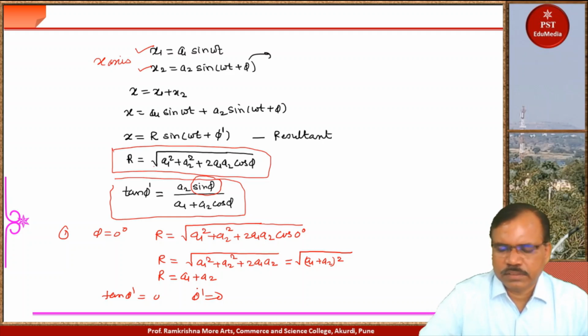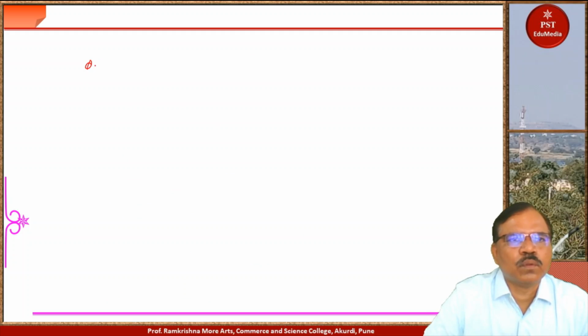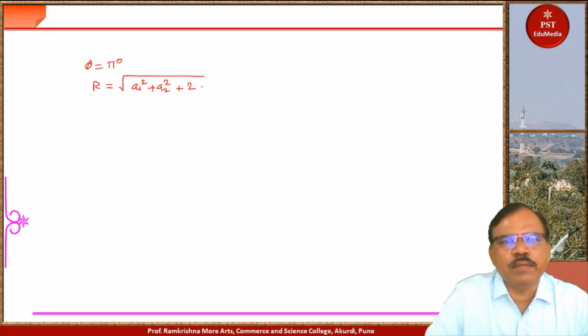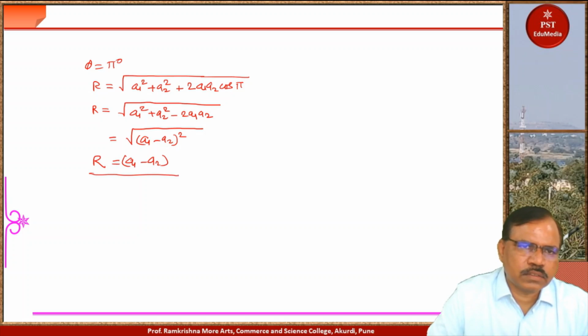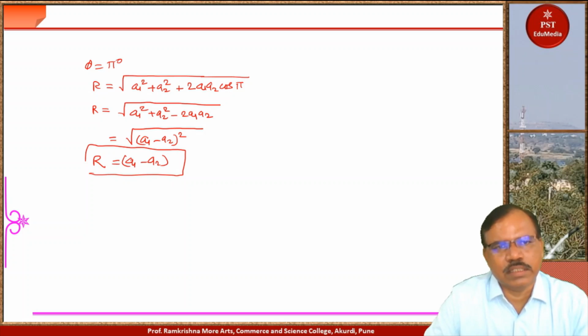Now we can take second case. Suppose we take phi is equal to pi, then we will get R is equal to square root of A1 square plus A2 square plus 2 times A1 A2 cos pi. Now cos pi is minus 1. So we will get R is equal to square root of A1 square plus A2 square minus 2 times A1 A2. So this is equal to square root of A1 minus A2 bracket square. So this is A1 minus A2. So this is R. Now we are going to see a number of multiple choice questions on this. So we will see a number of cases regarding this.